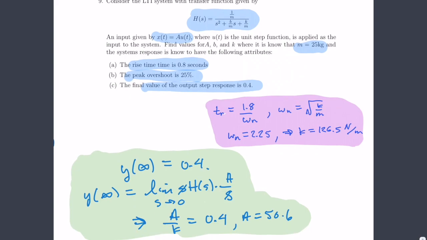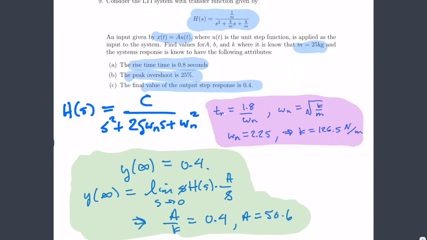So we can get started by looking at the rise time. We know that the form of the solution looks like H of s is some constant over s squared plus 2 zeta omega n s plus omega n squared. So if we can find equations that give us omega n and zeta, we can match coefficients on the polynomial of s squared and find the parameters that we need.